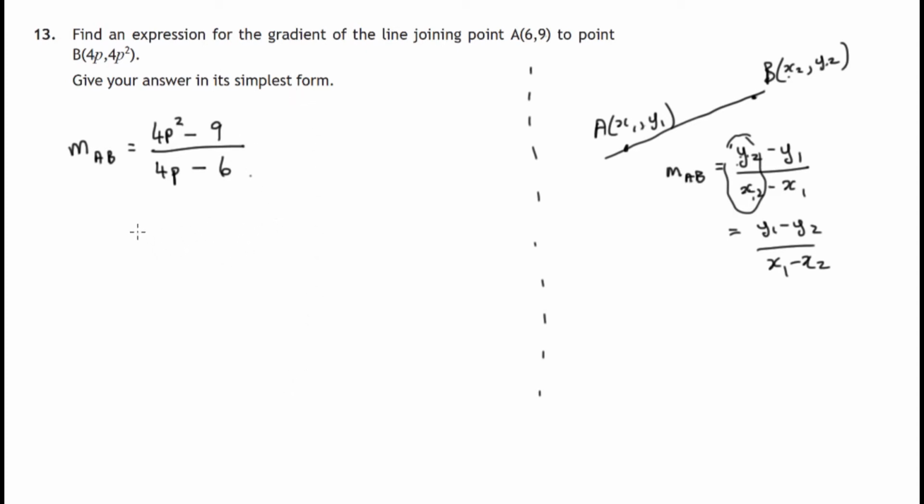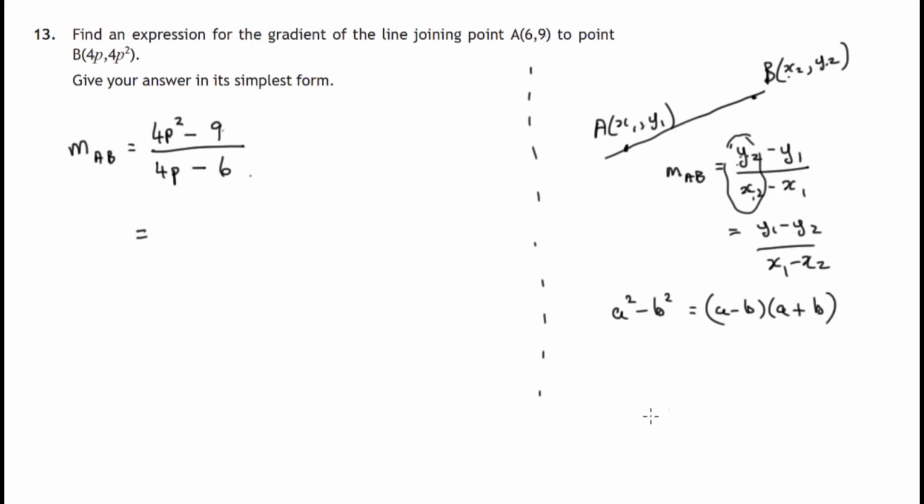So there are two things going on. In the top expression here, we've got two square terms. 2p times 2p, that's 4p squared. That's a squared term. This is a squared term. And difference of two squares can be factored: a minus b times a plus b.